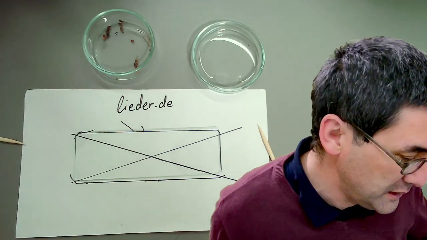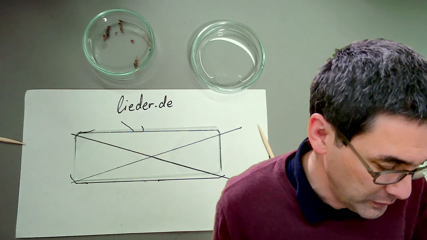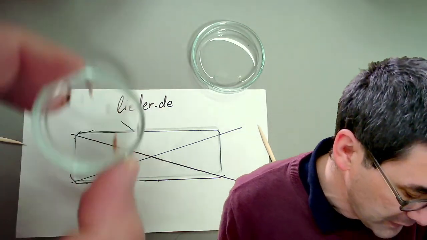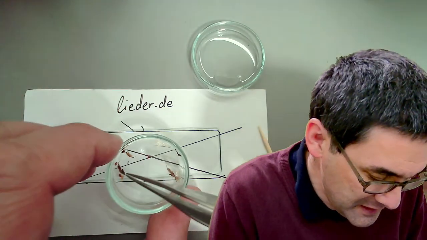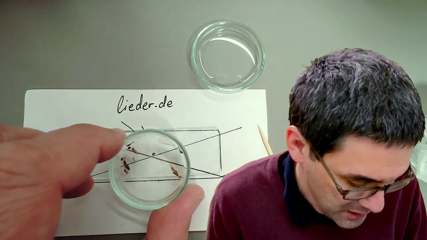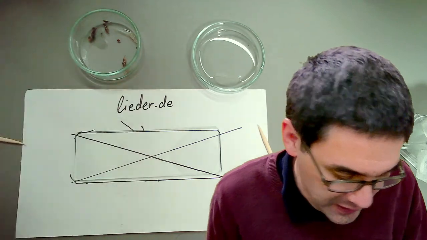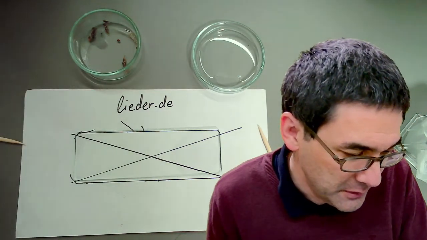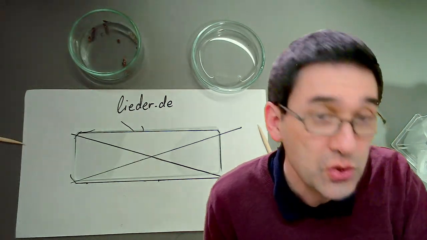So where is this? I would like to mount a very, very thick specimen, which is the leg of one of those bees here. I don't know if this is even a good idea. I need a lot of mounting medium now. I'm going to use Euparal.